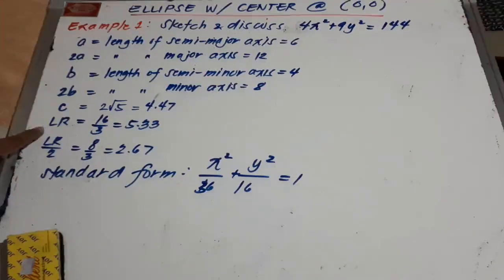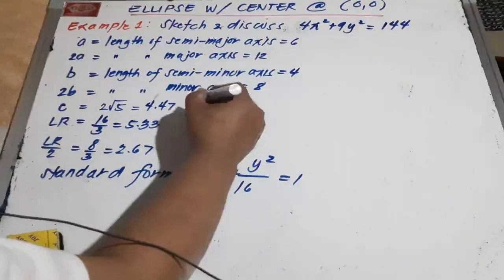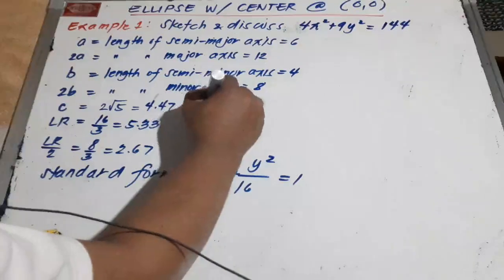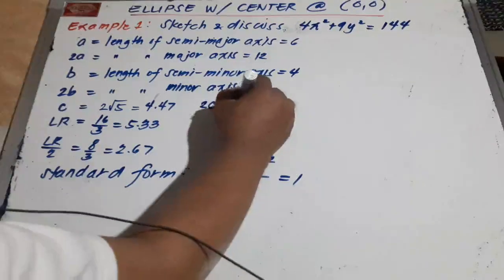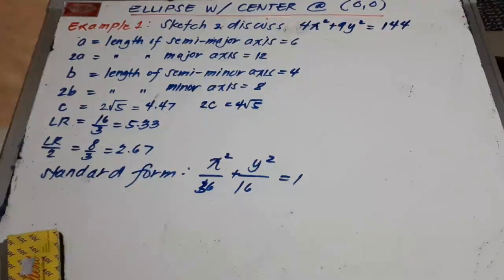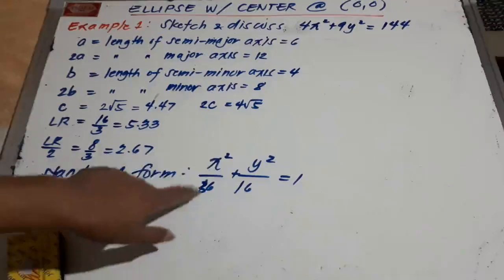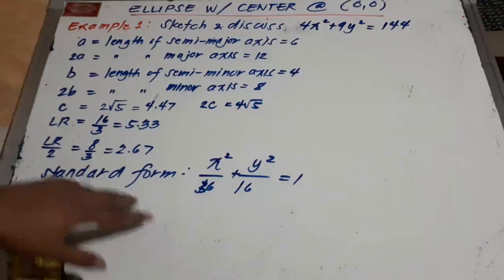Na-compute din natin yung LR. By the way, I forgot, pwede yung 2C. Yung 2C natin dito, ito yung distance from focus to focus. So that is 4 square root of 5. And LR natin, 16 over 3, 5.33. Or half ng latus rectum, 8 over 3, 2.67. And the equivalent standard form na nakuha natin kanina is x squared over 36 plus y squared over 16 equals 1. So ito yung summary natin.